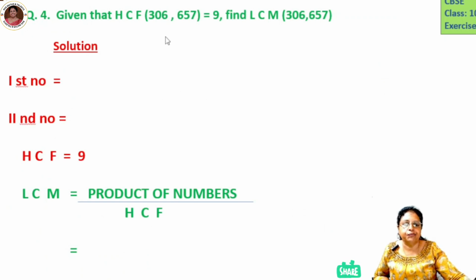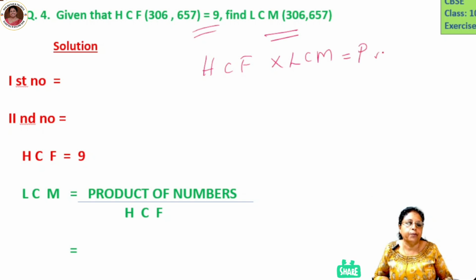Given that HCF of 306 and 657 is 9, find LCM of these 2 numbers. Okay. So HCF is given and you have to find LCM. How will you get it? We will use that relation. We have studied one relation. What was the relation? Product of HCF and LCM will be equal to product of the numbers. Okay, that was the relation.